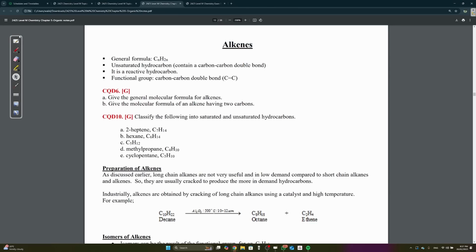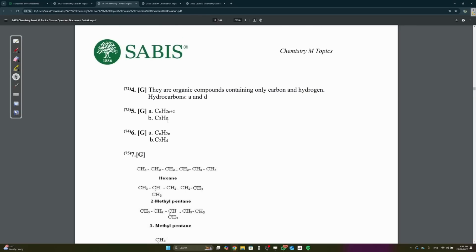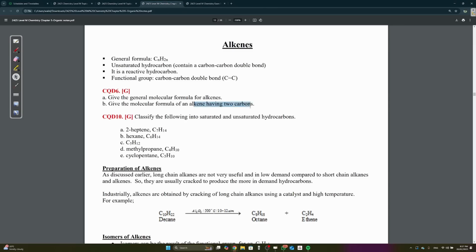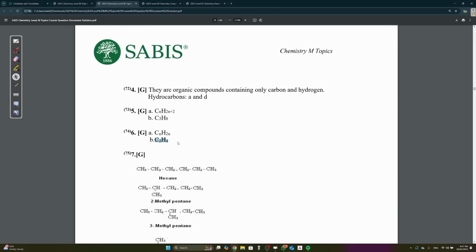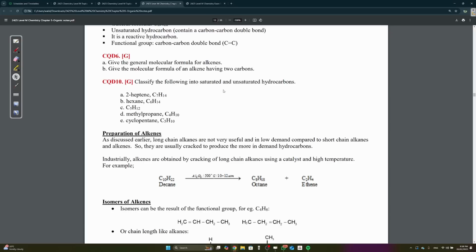Alkenes, we know their general formula is what? CnH2n, right? And they said with 2 carbons, what is it? C2H4. Classify the following into saturated and unsaturated. How do we know something is saturated or unsaturated? It's unsaturated if you have a carbon double bond. Remember, you need to look at which one has a carbon double bond to know if it's unsaturated or saturated. Heptene, isn't this an alkene?